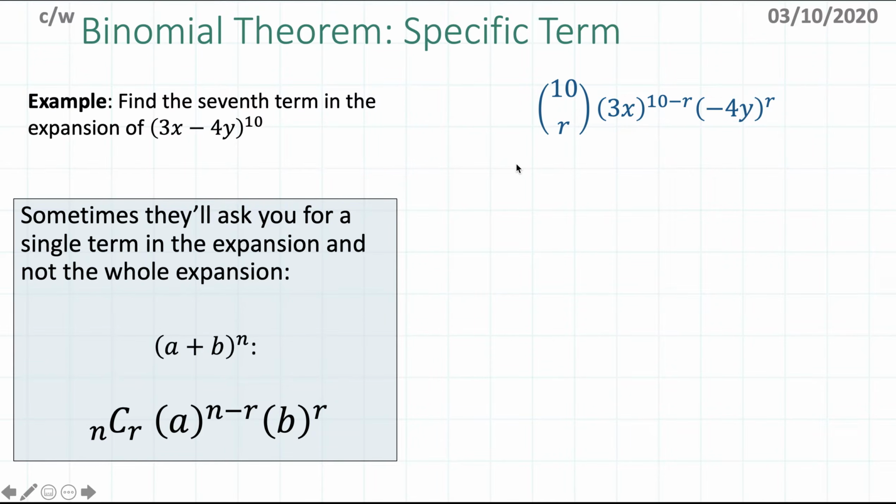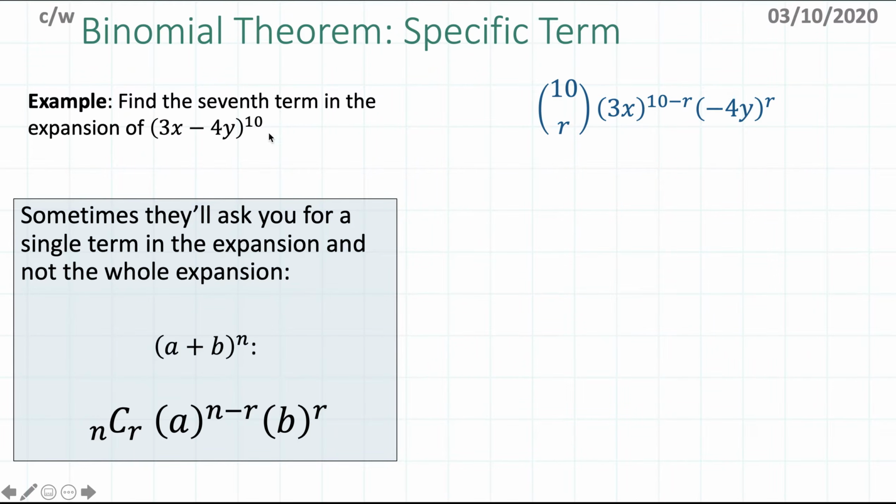Basically, the term is always going to have the first part as 10 choose r. We don't know what r is. We just know that n will always be 10. We know that the first term, which is 3x, will always have a power of 10 minus r, and the second term will always be negative 4y to the power of r. This will always happen no matter which term it is. We just need to figure out which r it is. So go back to the binomial theorem, read through it, and remember that this is always the same thing for every term. So we're just going to write one of it.